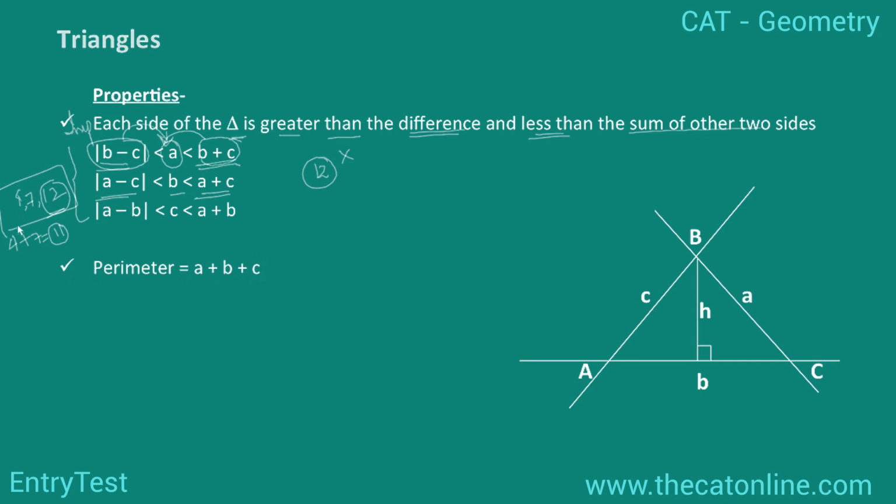The perimeter of a triangle is the sum of all the sides. So if you add up A, B and C, which is the sum of all the sides, what you end up with is known as the perimeter of the triangle.